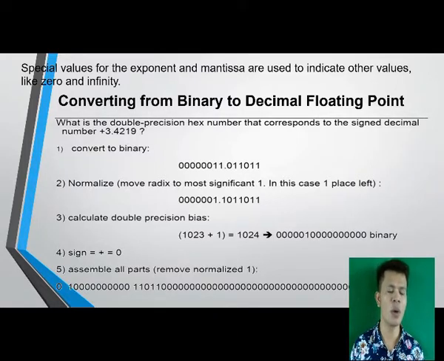Third step, we calculate the double precision biased exponent: 1023 plus 1 is equal to 1024. Then we convert 1024 to binary, that is step number 4. Then we get the double precision of it, that is the fifth step.